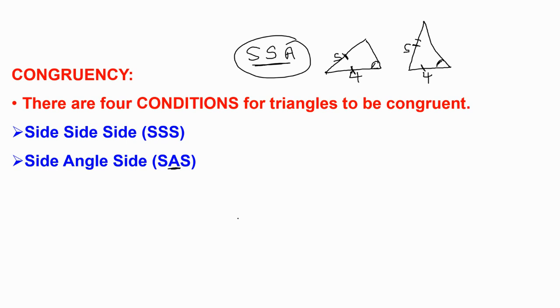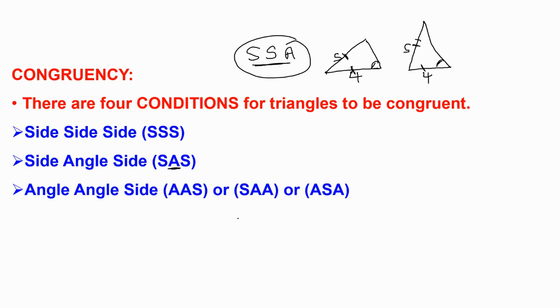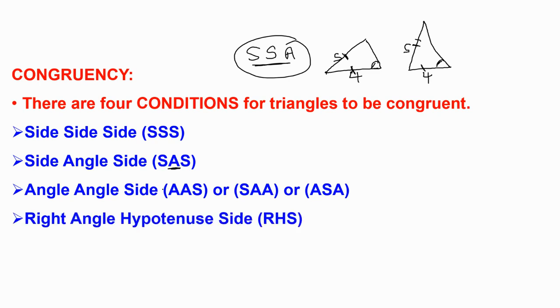Right, and then we have angle, angle, side. Right, we're going to talk about each condition. Now I'm just giving you highlights here. And then the right angle, hypotenuse, side. So these are the 4 conditions for congruence. Then we're going to look at each condition one by one.